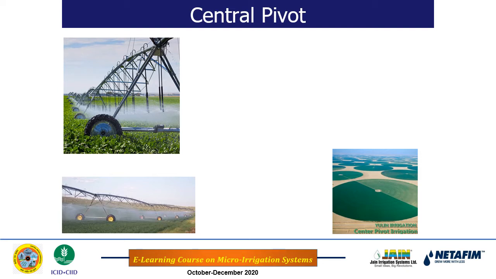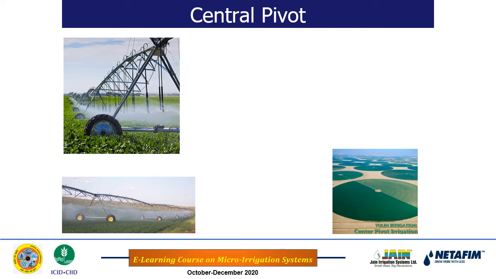And you see the bottom figure at the right hand side, such kind of circle is formed. These circles are the areas which are irrigated by the central pivot irrigation system. With the help of this system we can irrigate 100 hectares, 150 hectares, up to 200 hectares of land in one go.